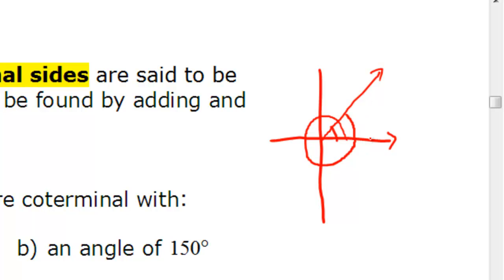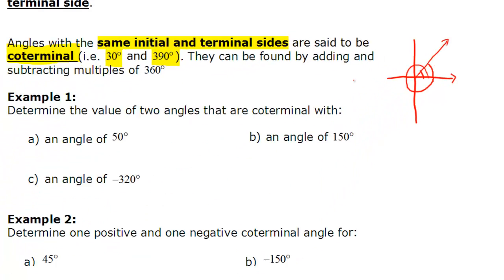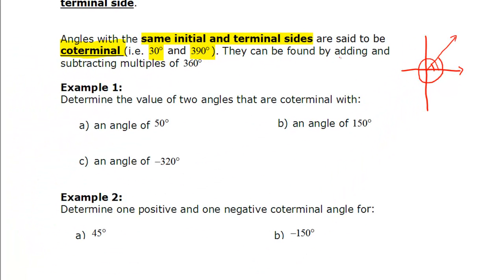So we started from the x-axis. We finished on this line both times. So 30 and 390 are called coterminal. And the way to find those is simply by adding or subtracting multiples of 360. So we can add 360, we can add 2 times 360, 3 times 360, or subtract the same way. Because don't forget, 360 is just doing one extra full rotation, bringing you back to the same spot.